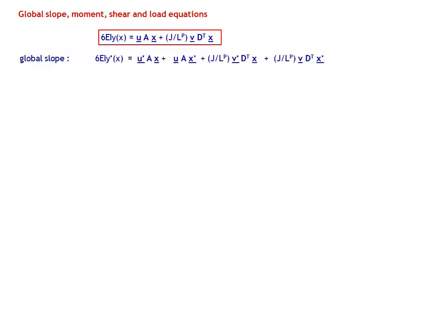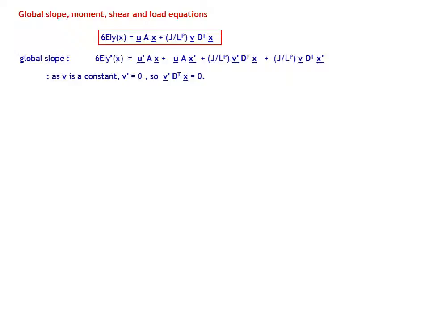In this slide we look at global slope, moment, shear and load equations. The load equation is only non-zero underneath the load, so can't really be called global, but I've included it here for completeness. The slope equation is obtained from the deflection equation by differentiating with respect to x, indicated by the dash. When we differentiate the global deflection equation, which contains two terms, we get a four-term global slope equation. But some of these terms turn out to be zero.